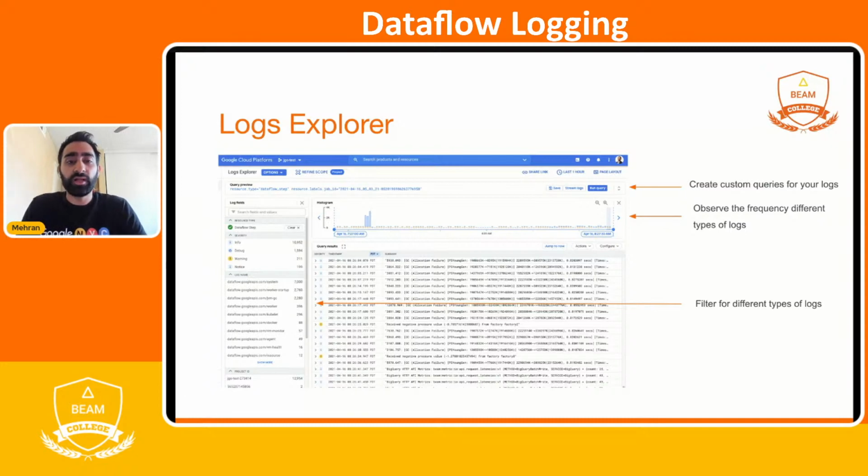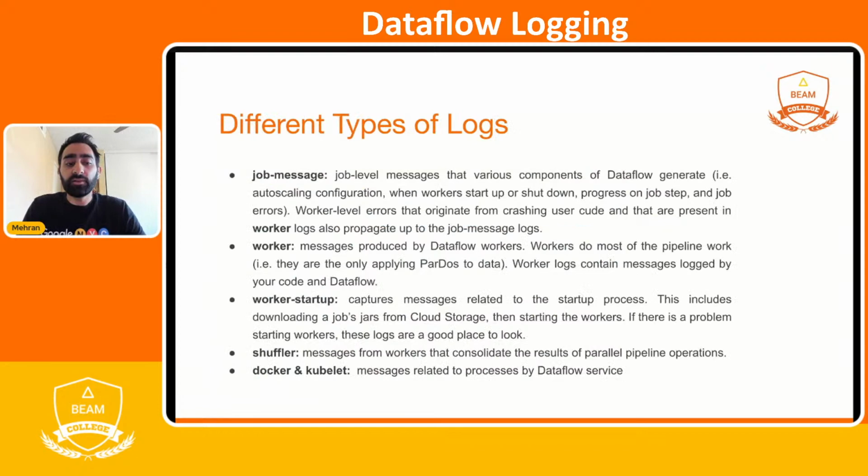You can also see a histogram of specific logs, which makes it very powerful to see, if you're looking for a specific type of log, how often it's occurring in your Dataflow processing. And then lastly, we have a helpful bar on the left side that allows you to filter for different types of logs. You'll see a list of different log names, which we'll talk about here. Dataflow jobs print out different types of logs.